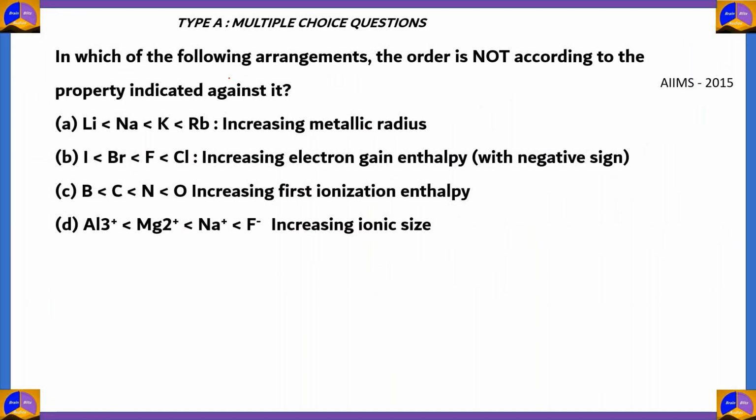Now, let's look at this question. In which of the following arrangements the order is not according to the property indicated against it? Now, lithium less than sodium less than potassium less than rubidium, increasing metallic radius. Iodine less than bromine, less than fluorine, less than chlorine, increasing electron gain enthalpy with negative sign. B less than C, less than N, less than O, increasing first ionization enthalpy. Al3+ less than Mg2+ less than Na+ less than F-, increasing ionic size.